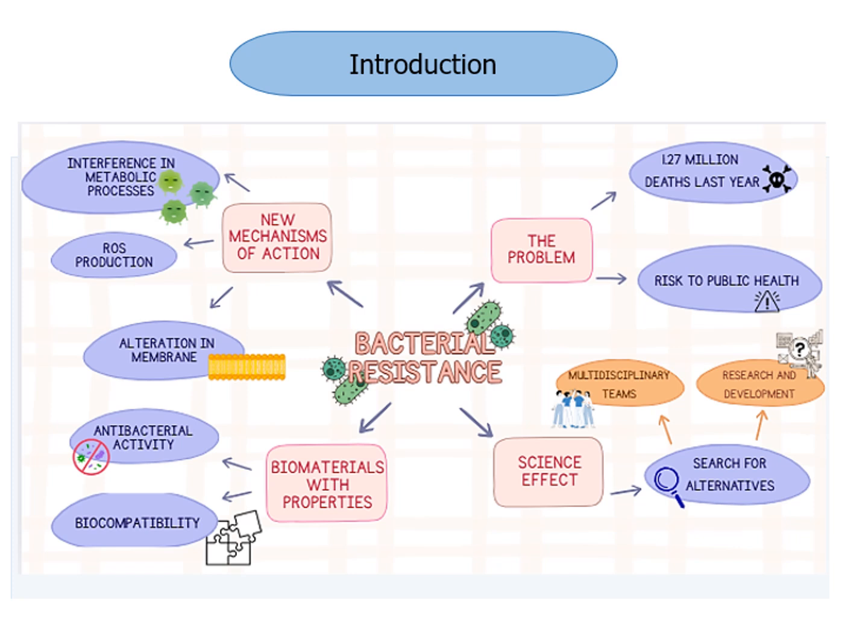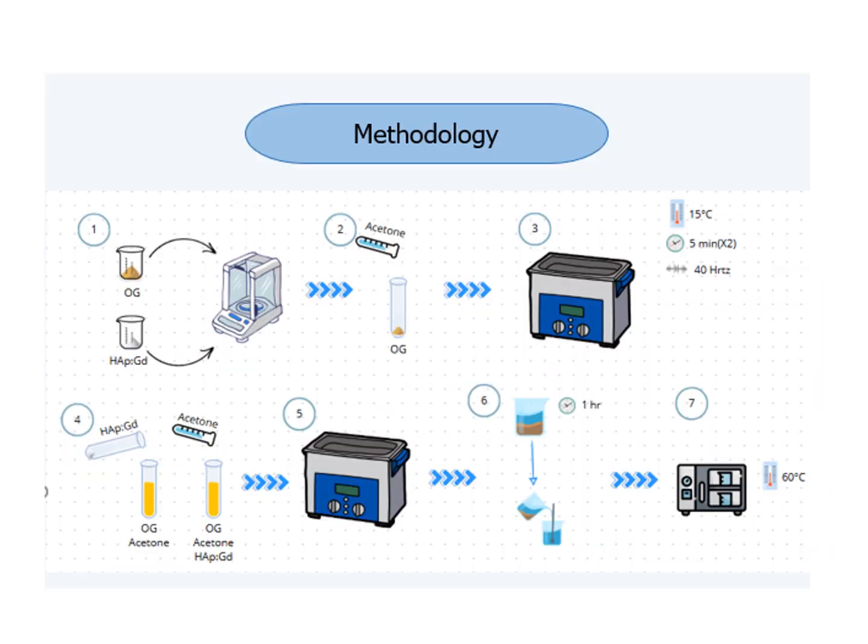In this regard, this research project is based on the development of biomaterials with antibacterial activity, integrating some mechanisms of action, like interference in metabolic processes, ROS production, or alteration in the membrane of the bacteria. The composite material that will be developed is based on gadolinium-doped hydroxyapatite reinforced with graphene oxide.